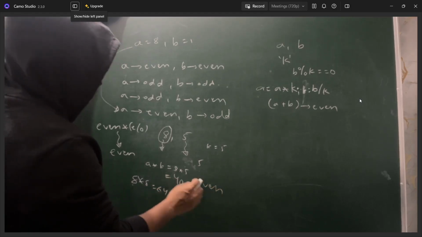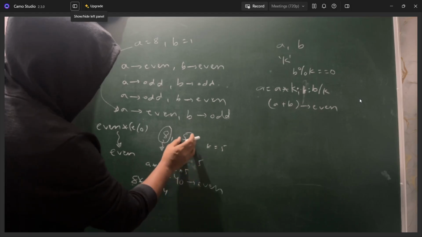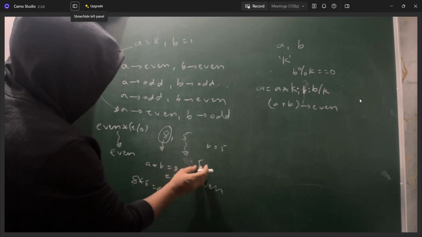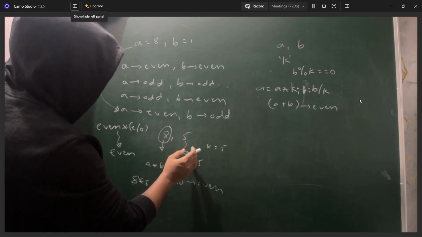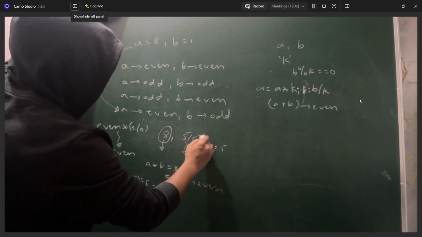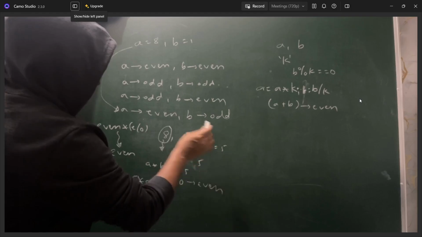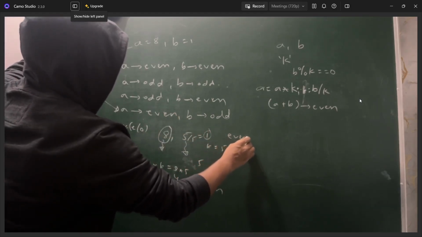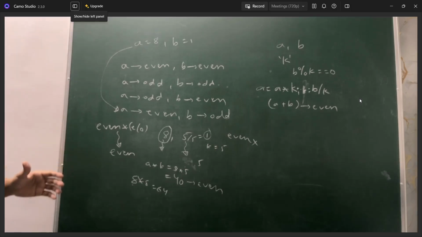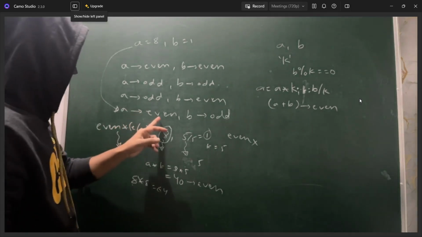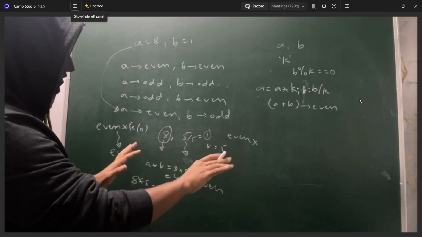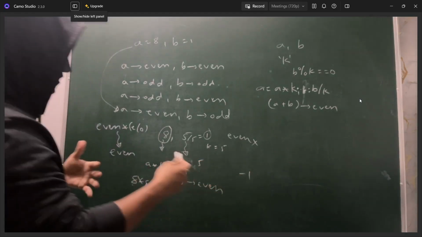And since I've taken 5 here, k will be a factor. If you divide by 5, you will get 1, which is again an odd number. So even number plus odd number will never give you an even number, right? That is the way: whenever a is even and b is odd, the answer is not possible. So in that case you'll have to return -1.